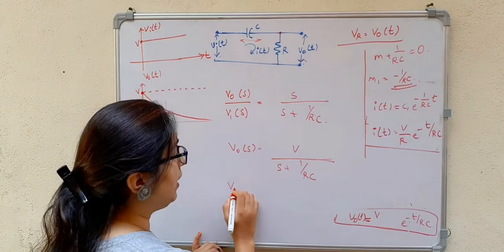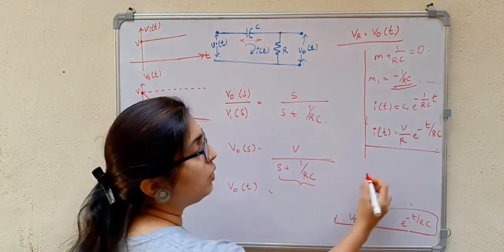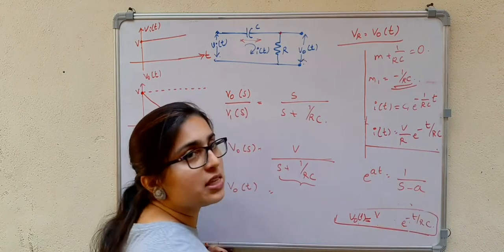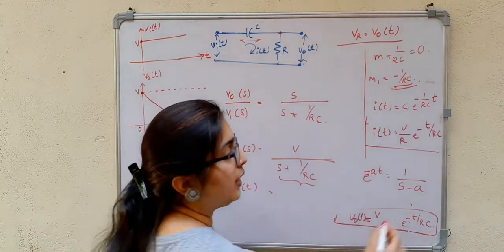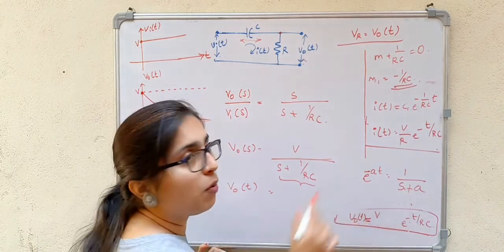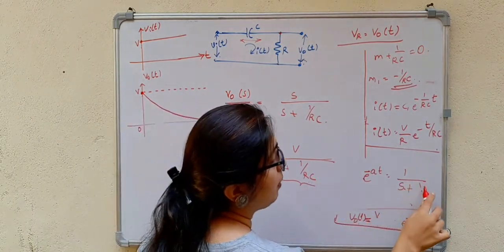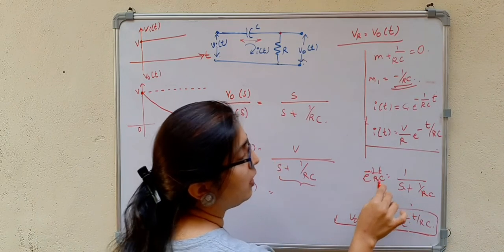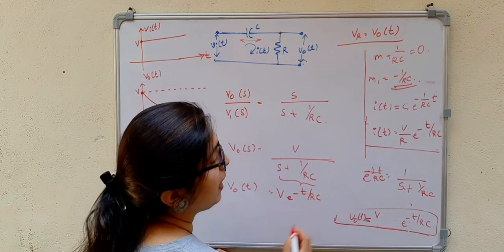Now if I take the inverse Laplace transform, you know e to the power of at can be written as 1 by s minus a. So if it is e to the power of minus at, then I can write it as 1 divided by s plus a. This is the Laplace transform of e to the power of minus at. Here, instead of a I have 1 by RC, that means it is minus t divided by RC. So it will be V e to the power of minus t by RC.